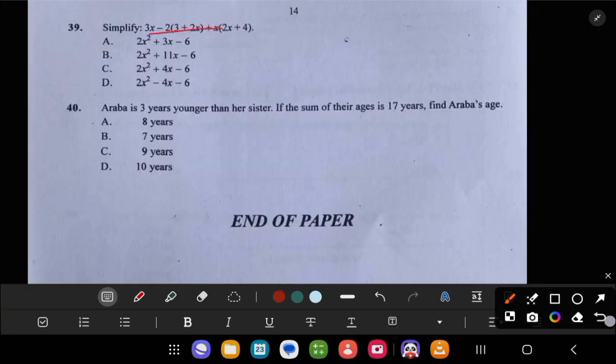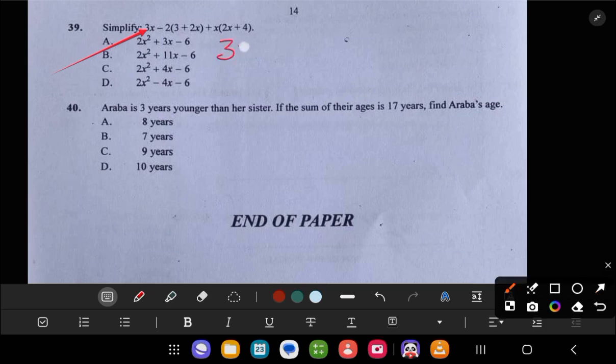Now to work this out, I'm moving directly to expand. I have my 3x. This one here will multiply what you have in the bracket. So minus 2 times 3 is what? Minus 6. Minus 2 times 2x is what? Minus 4x. Plus x times 2x is what? 2x squared. Plus x times 4 is 4x.